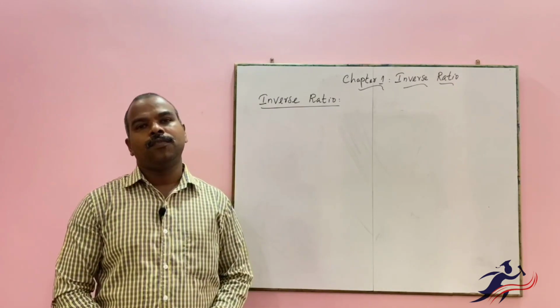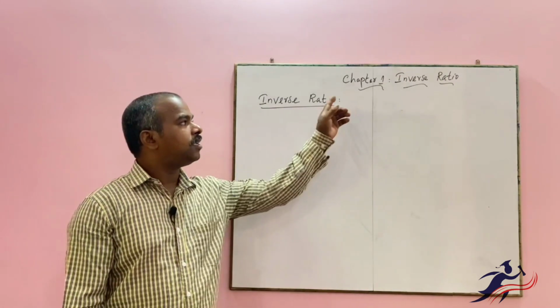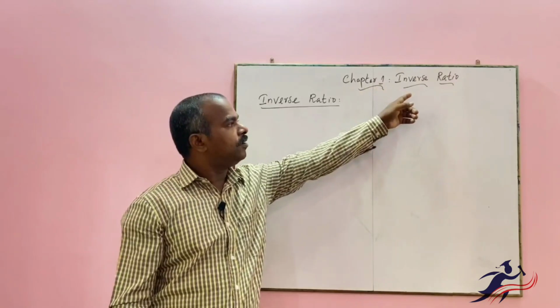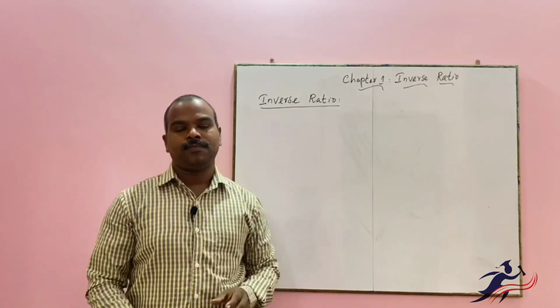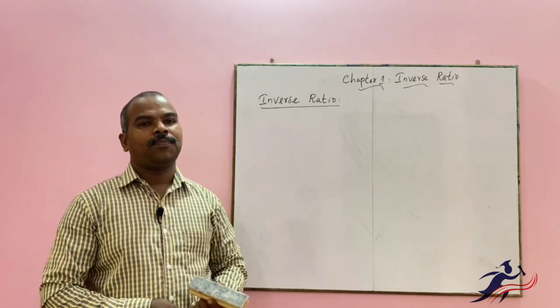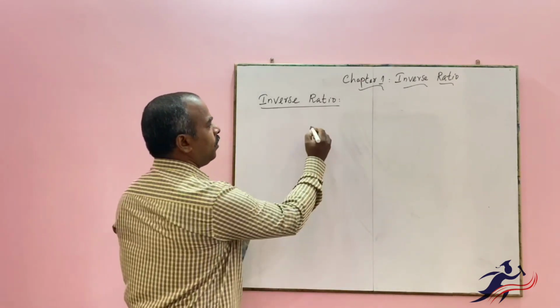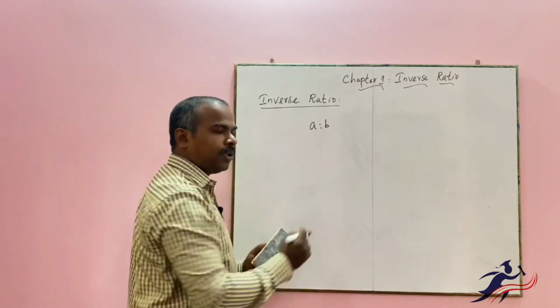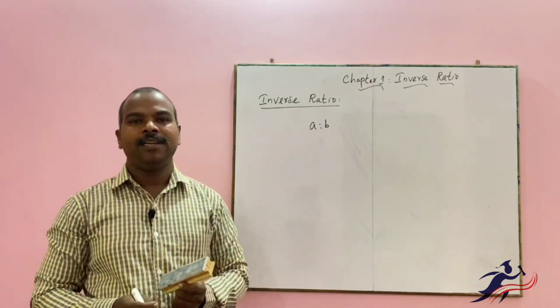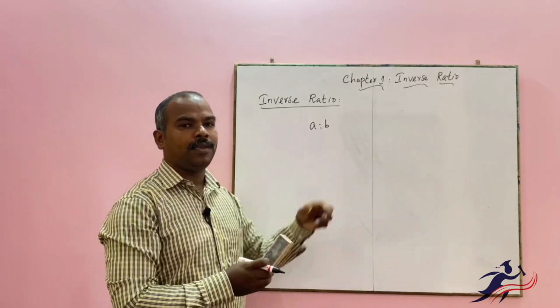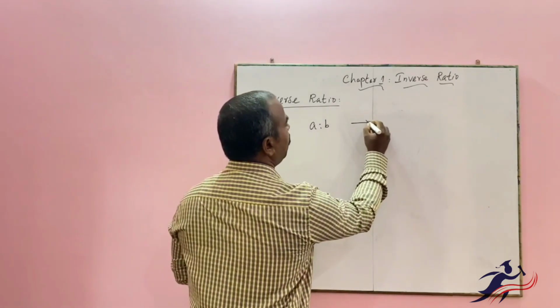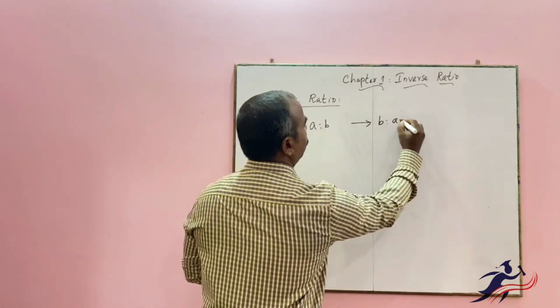Today we are going to study chapter number 1, inverse ratio. So inverse ratio: if A is to B is the given ratio, then the inverse ratio of A is to B is B is to A.